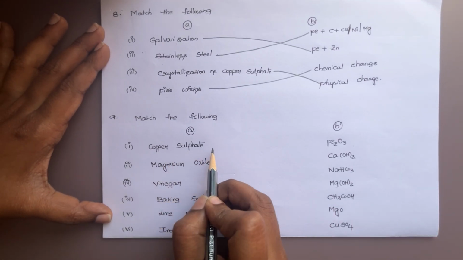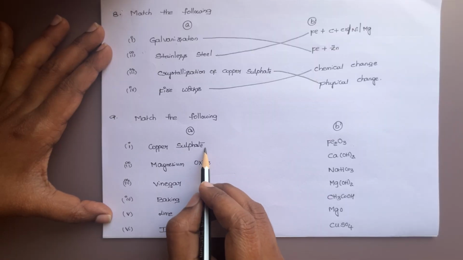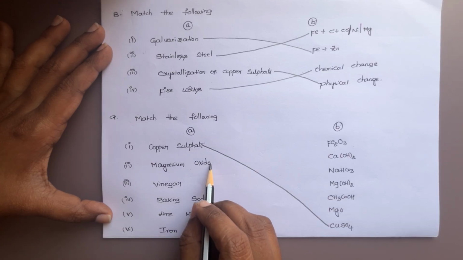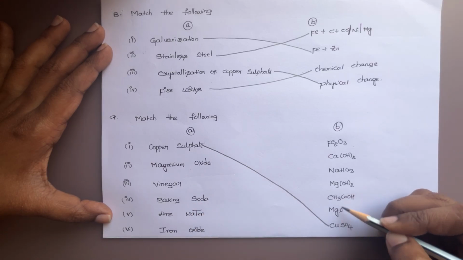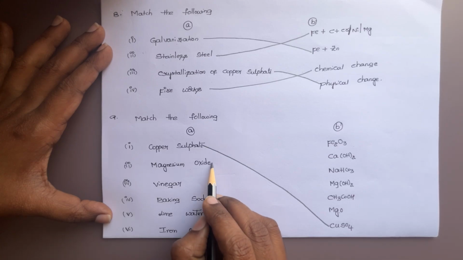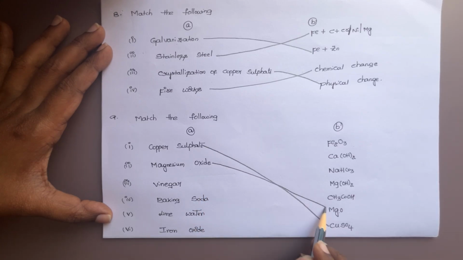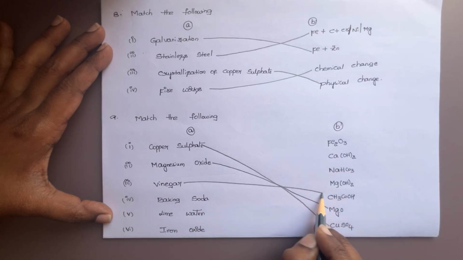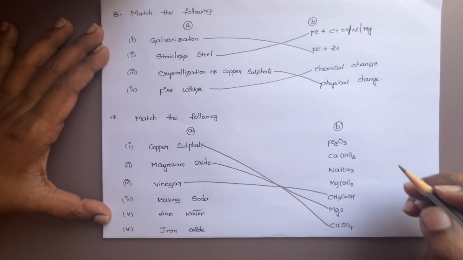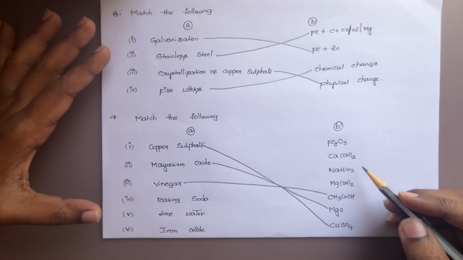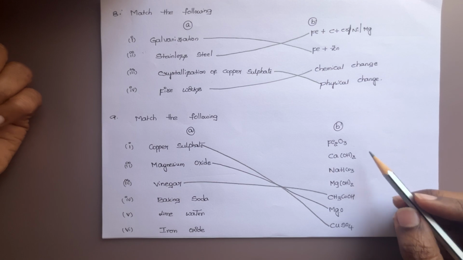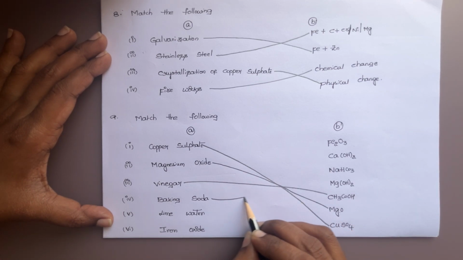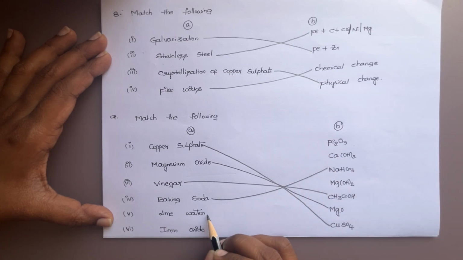Now, copper sulfate. What is the formula of copper sulfate? Copper sulfate formula is CuSO4. Magnesium oxide. Here for magnesium oxide, two formulas are there. Vinegar. Vinegar formula is CH3COOH. Baking soda. These formulas we have also discussed in my previous chemical changes concept. Baking soda, NaHCO3.